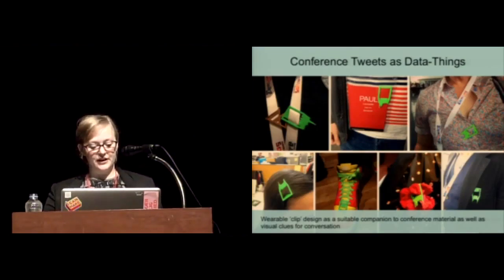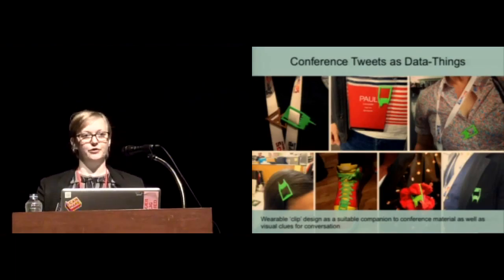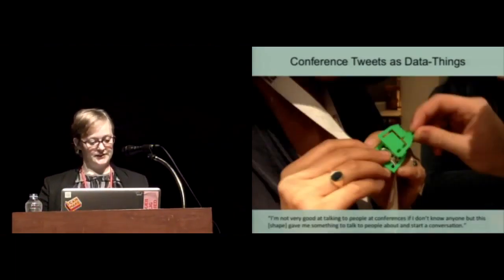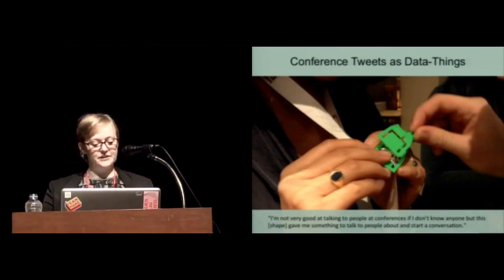I'm now briefly going to highlight a small amount of findings relating to this study, but would like to refer to the paper for further detail at this point. So as you could see in the previous slide, conference attendees wore their shapes in different ways, but they also used them to compare their Twitter behavior through the printed artifacts, with one attendee telling us that he's not very good at talking to people at conferences if he doesn't know anyone, but this shape gave him something to talk to people about and start a conversation.